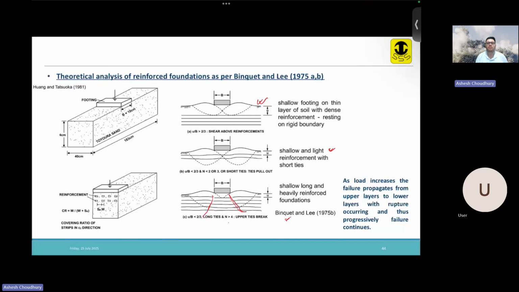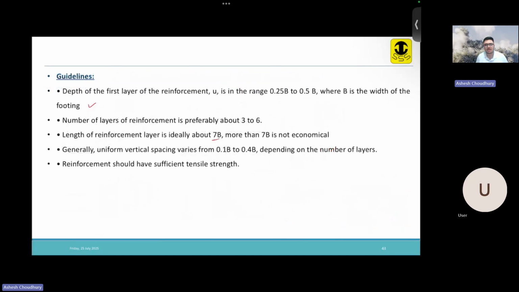So I hope this is understood, and that you understood what we discussed in today's session. Among this, the most important thing is the design of reinforcement for bearing capacity improvement. These are the basic guidelines that you should remember. Since it is nothing but a design problem, you have to remember the depth of the first layer of reinforcement, and all these things.